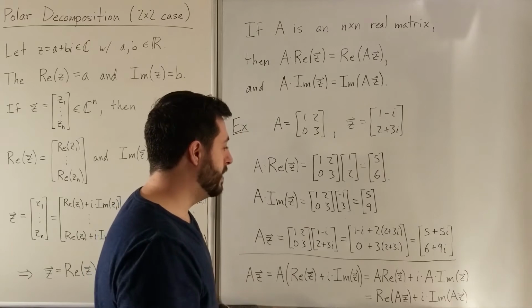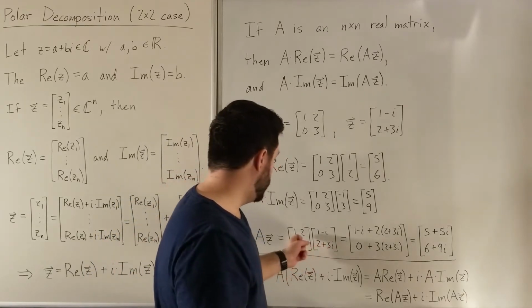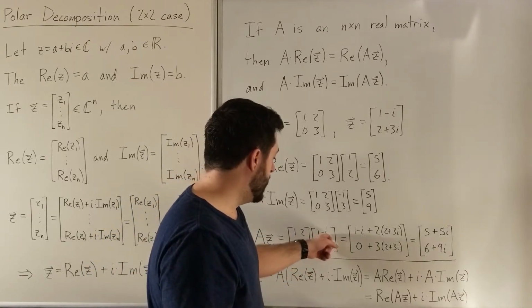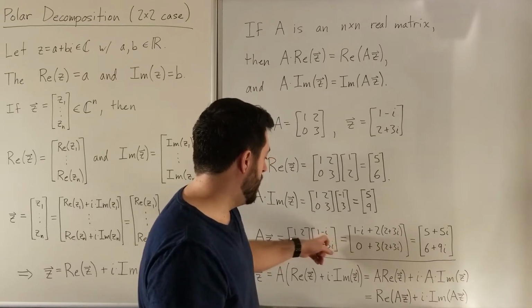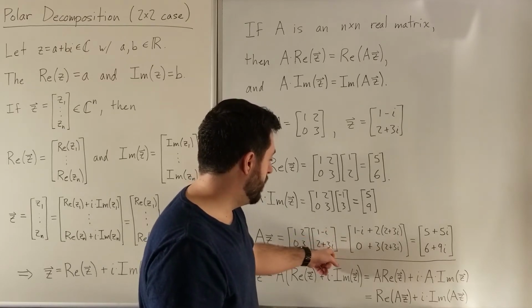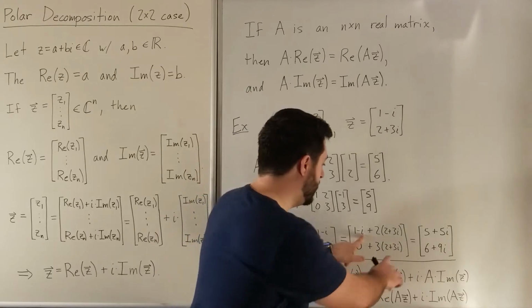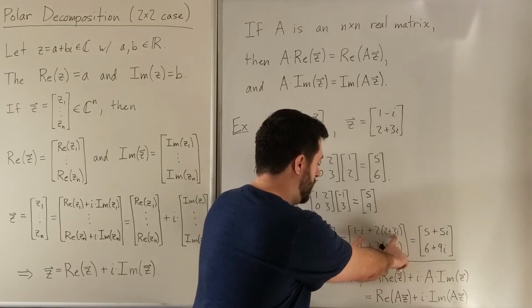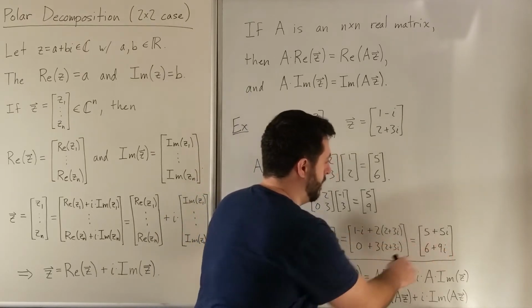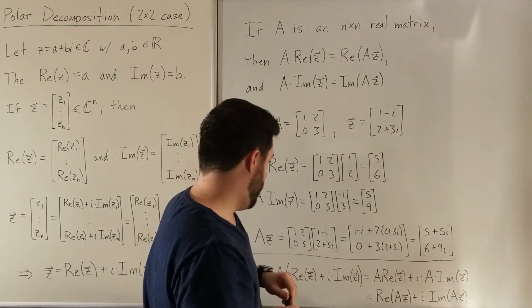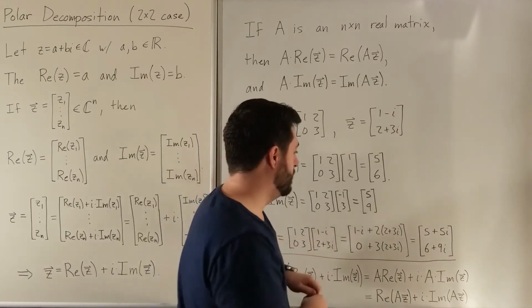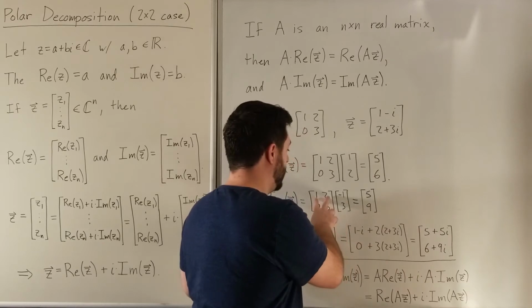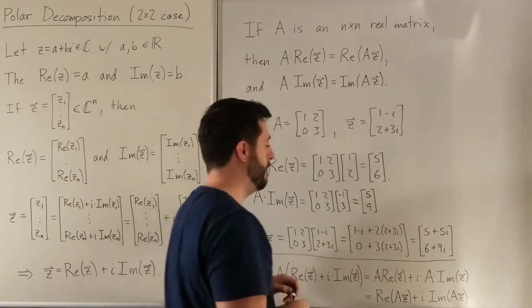The same thing is going on with the imaginary case. If you look at 1 times negative 1, so the imaginary part of this, plus 2 times 3, that's exactly the imaginary part of this. Okay, and that's how we get that 5. So 1 times negative 1 plus 2 times 3 is going to be positive 5, and that's exactly what's going on right here to get this positive 5.